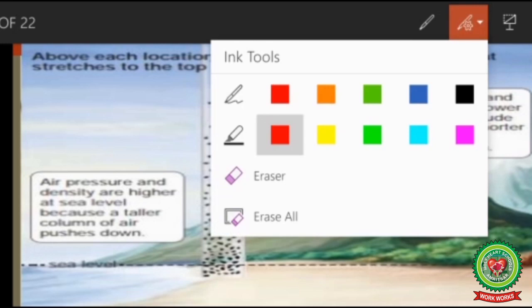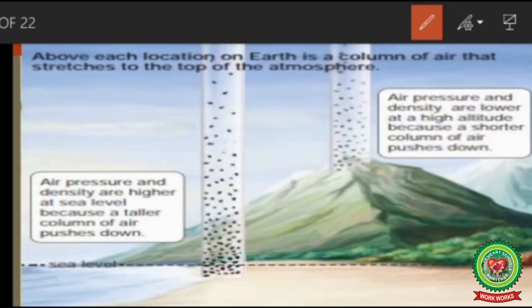As you can see in this figure, above the sea level, the height of air column is much more as compared to height of air column above the mountains, right? As we know that atmosphere consists of various layers of air which are parallel to each other, and each of these layers exert pressure on the layers which are below them, right? So as is clear from this figure, above the sea level height of air column is more as compared to that on the mountains or at high altitude.